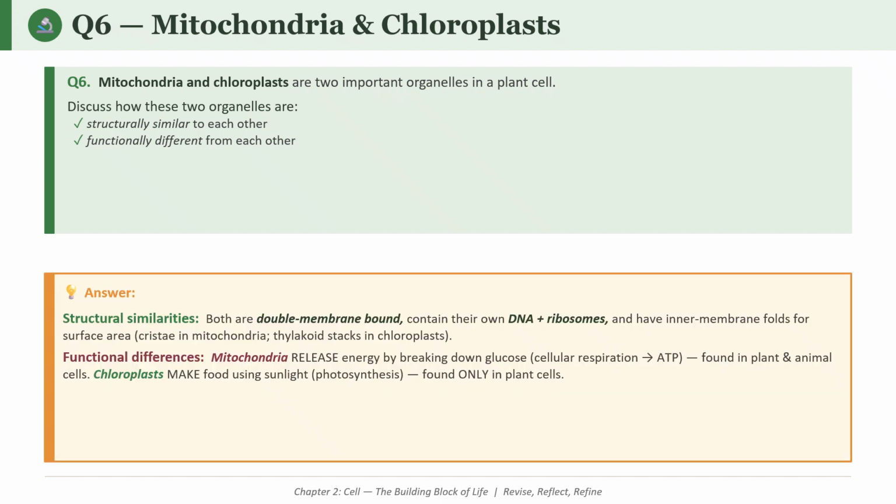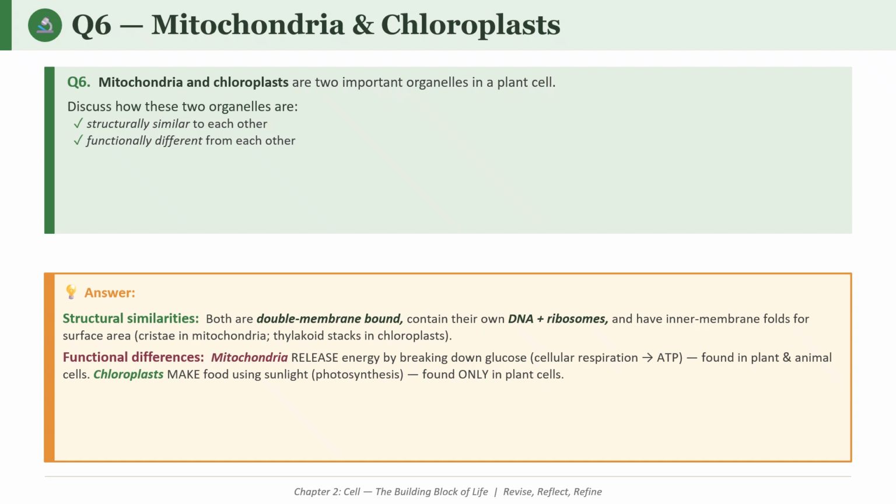Let's see the answer. So structural similarity, if you see, both are double membrane bounded. They contain their own DNA and ribosomes, and they have inner membrane folded for surface area, right? So cristae in mitochondria and thylakoid stacks in chloroplast.